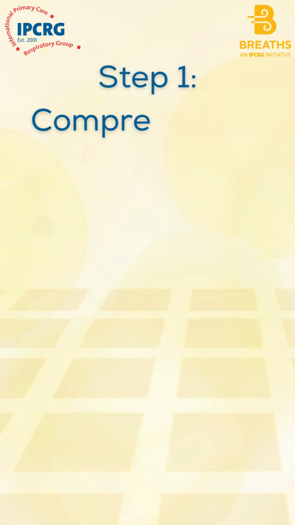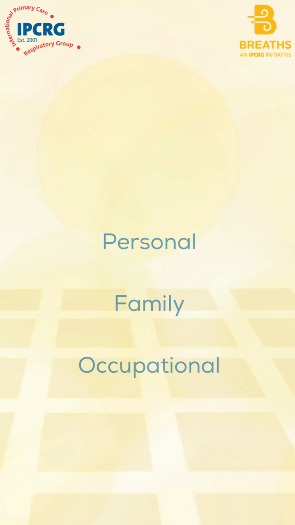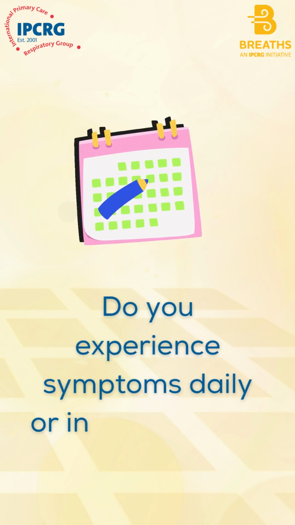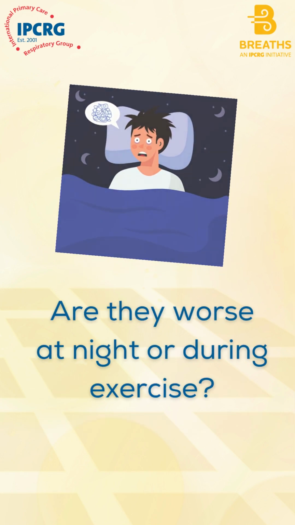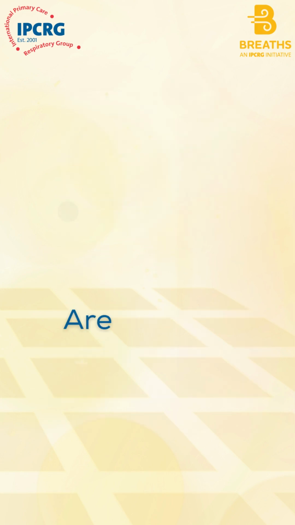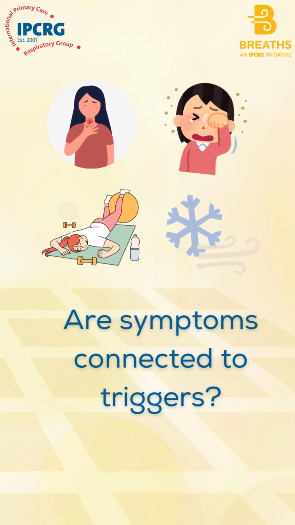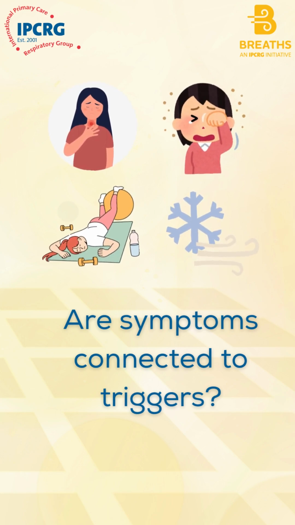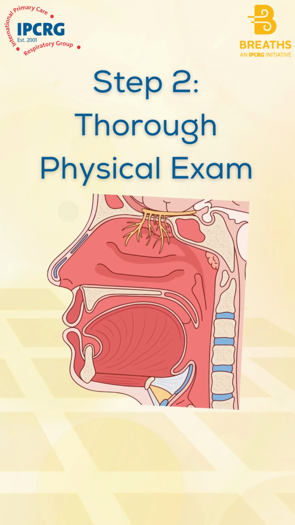Step 1. Gather a comprehensive history that includes personal, family, and occupational factors. Begin by asking the patient, what brings you in today? Do you experience these symptoms every day or intermittently? Are they worse at night or during exercise? When did you first notice your breathlessness? What usually triggers symptoms, or do they persist irrespective of exposure? Are they initiated by infections, exercise, cold air, or something that patients are in contact with that they could be allergic to?